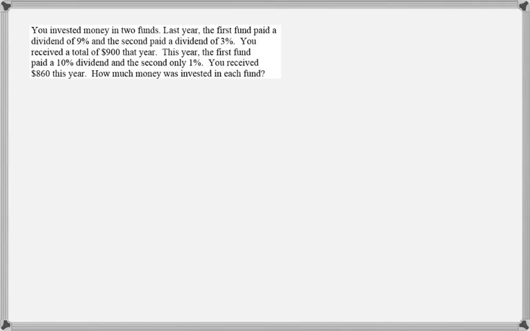In this problem, we've invested money into two different accounts and let it sit for 2 years to earn a dividend. Last year, the first account paid 9%, the second paid 3%, and we received a total of $900. This year, the first fund paid a 10% dividend, the second only 1%, and we received $860. With that in mind, we can set up a system of equations to solve for the two things that we're looking for. It's the amount of money in each fund.